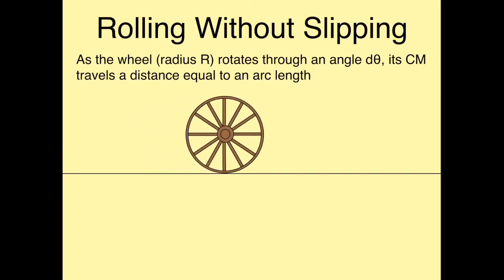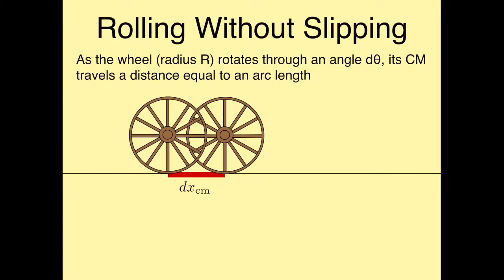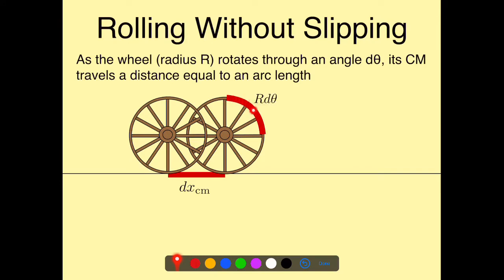It's rotated through some angle, and at the same time, the center of mass has moved some distance. Now, the distance that the center of mass has moved is actually equal to an arc length along the wheel. So this is what we'll call dxcm, the distance that our center of mass has moved from the initial position to the final position. Now, that's equal to a length of arc along the edge of the wheel, which would be given by r times d theta. That's how we specify an arc length. You take the radius and then multiply by the angle, which here would be d theta.